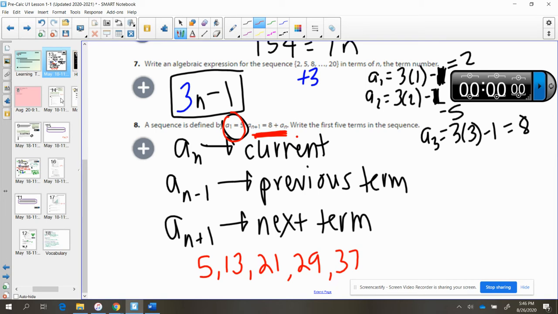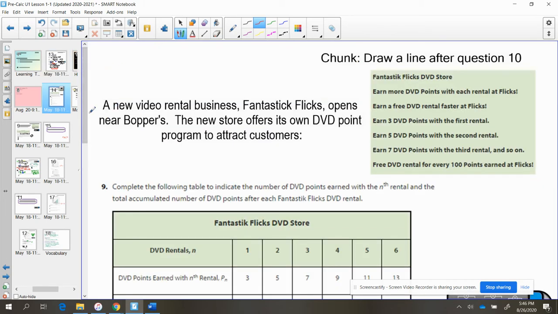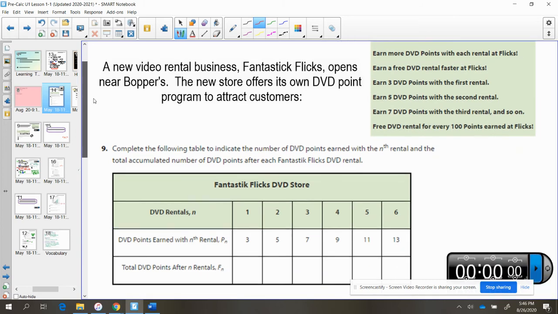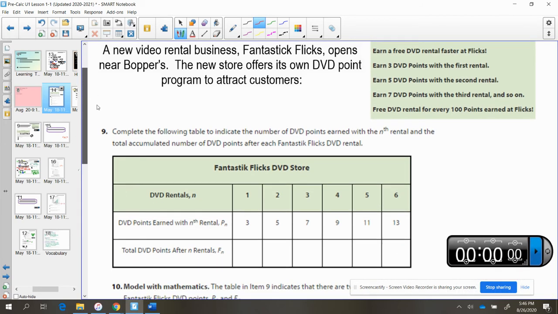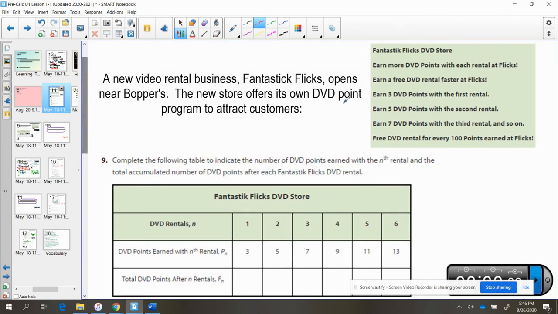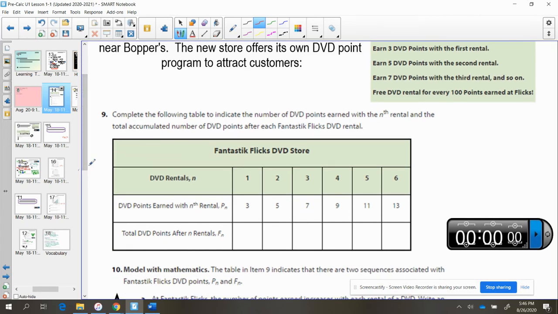Now, switching gears a little bit, we have a different rival to Boppers, which is called Fantastic Flips. And their promotion is you are going to start by getting 3 points for your first DVD rental. Your second rental gives you 5 points. Then you get 7 points. So we're starting off here.